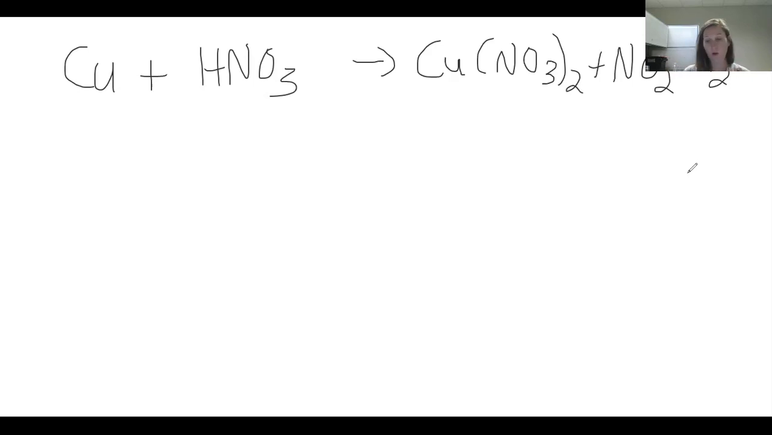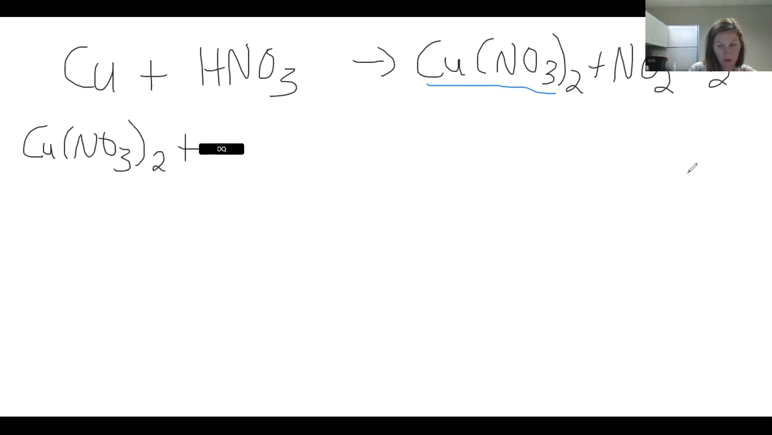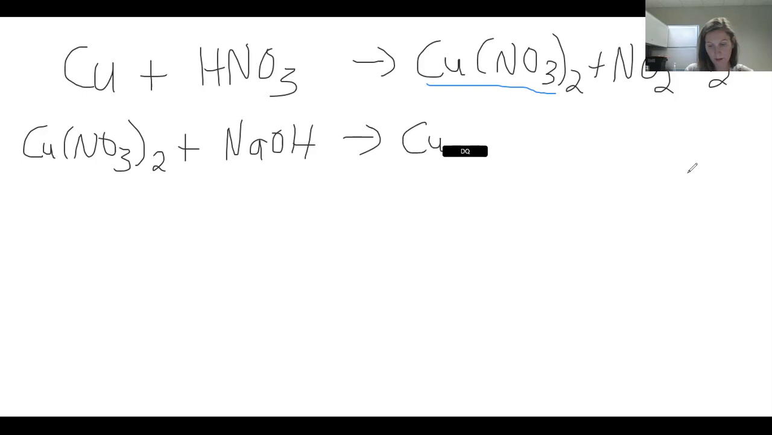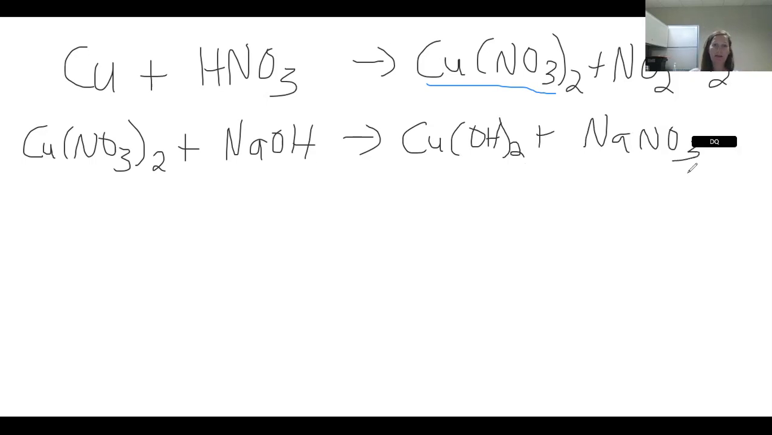For part B, we're going to take that copper nitrate that we made, so this guy here, and react it with sodium hydroxide. So the second subsequent reaction is going to be taking the copper 2 nitrate and reacting it with sodium hydroxide. And what we're going to get for products there is copper 2 hydroxide, a little sloppy writing because I'm on a touch screen here, and then sodium nitrate. Now notice the equations I'm writing here, they're not balanced, okay?